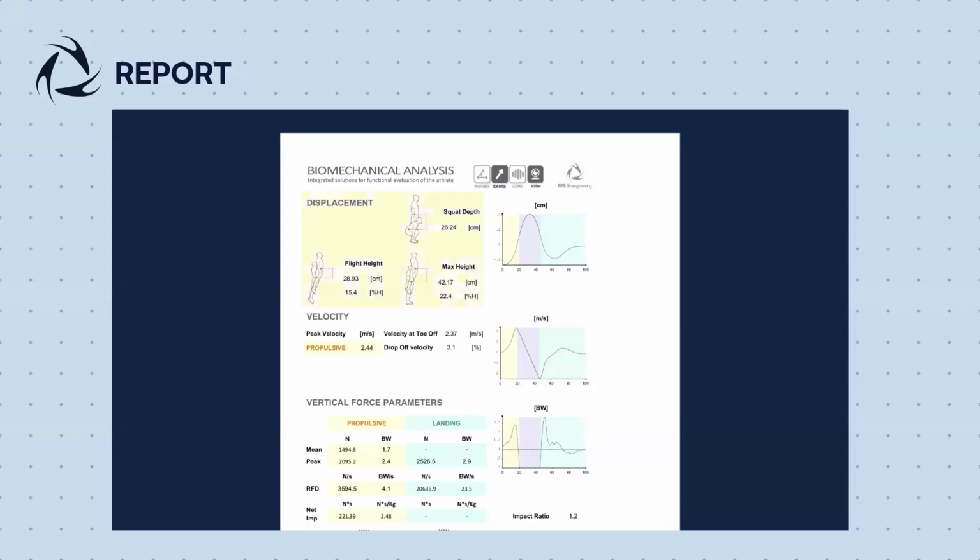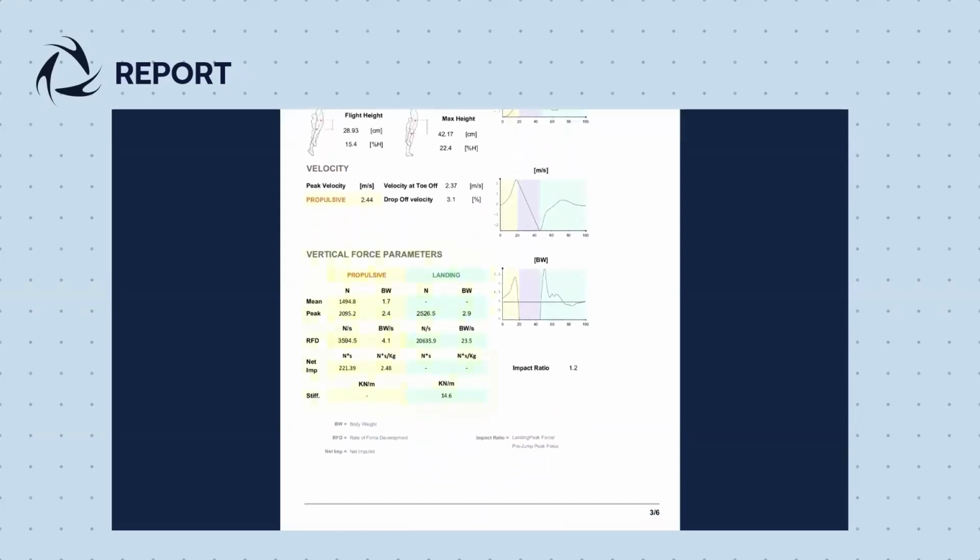the takeoff moment. Velocity parameters are presented in the middle section. Velocity at toe-off is the velocity achieved at the exact toe-off moment. Drop-off velocity is the difference between the peak propulsive velocity and the velocity at toe-off. This metric provides insight into the athlete's performance as it reflects speed loss at takeoff. High coordination and a well-executed jump are indicated when peak velocity matches toe-off velocity. A discrepancy suggests a loss of efficiency.